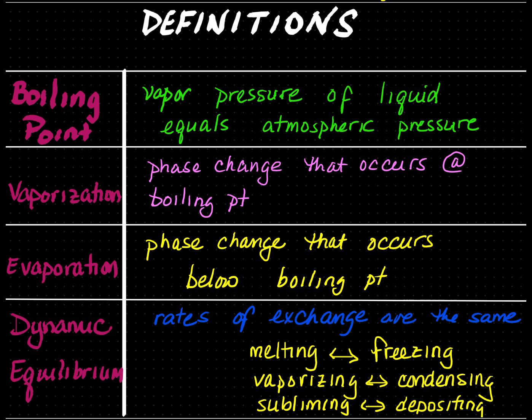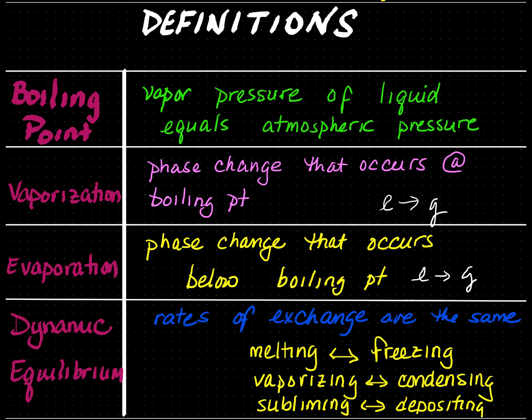Vaporization is a phase change. An object is going from a liquid to a gas, and it occurs at boiling point. So that means when the vapor pressure of the liquid equals the atmospheric pressure. Evaporation is also a phase change in which a liquid goes to a gas, but it occurs below the boiling point. Dynamic equilibrium is when the rates of exchange are the same.